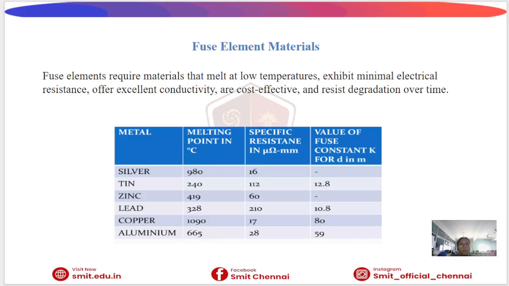Then fuse element materials. The fuse element must have special properties such as low melting point, low electrical resistance, good conductivity, low cost, and stable performance over time. Common materials used include zinc, copper, silver, aluminum, and metal alloys. These materials ensure the fuse melts quickly when excess current flows.